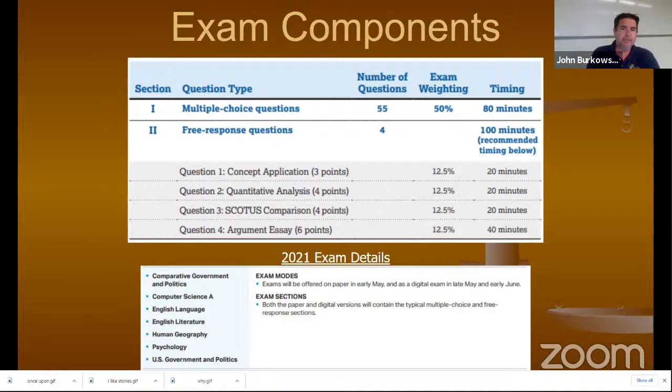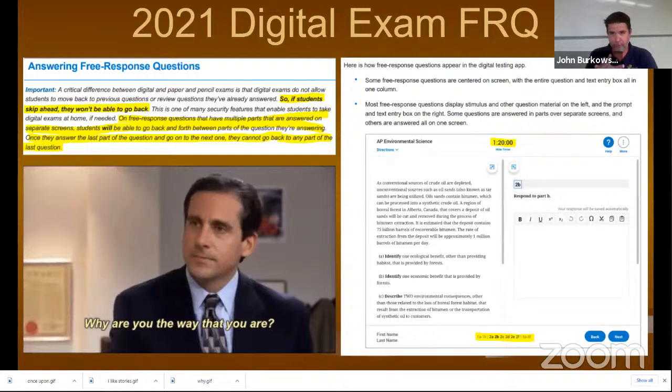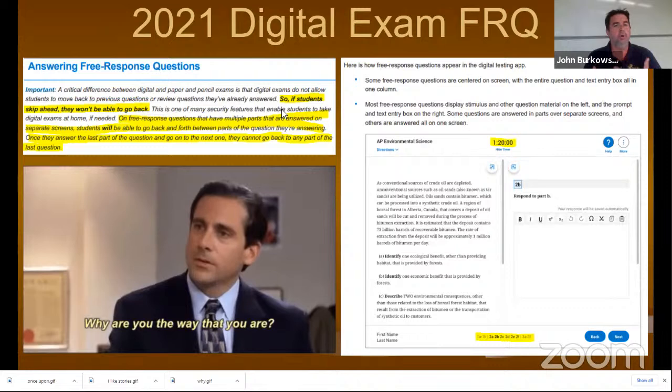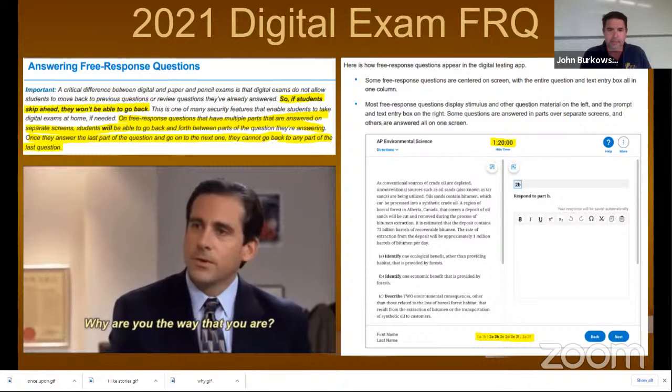As for the 2021 digital exam, let's be mindful, for those of you taking this option, that there is no skip and return. As you can see there in the highlighted text, if students skip ahead, they won't be able to go back. So if you decide you don't want to do the concept application, you start trying to do it, and then you're like, let me go somewhere else, I'm going to come back to this, you can't. You either do it or you don't.